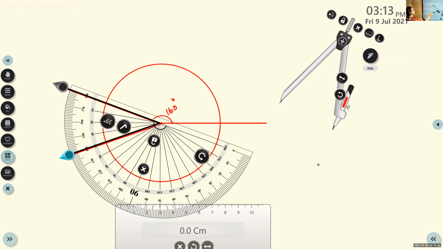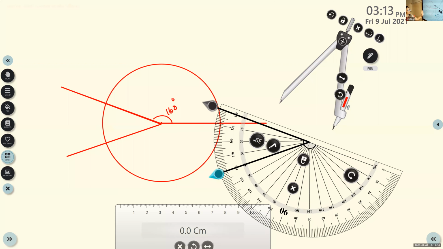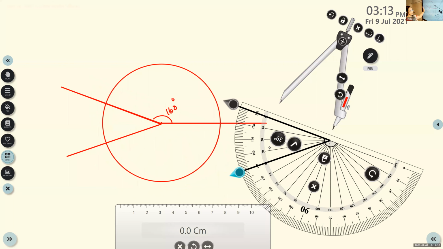Here, this line is coming outside the circle, but you need not draw outside the circle. On this board, we can't rub the lines which come outside the circle. So you need not draw it outside the circle. You can draw only radii, okay? So that is 40. Mark that 40 degree.